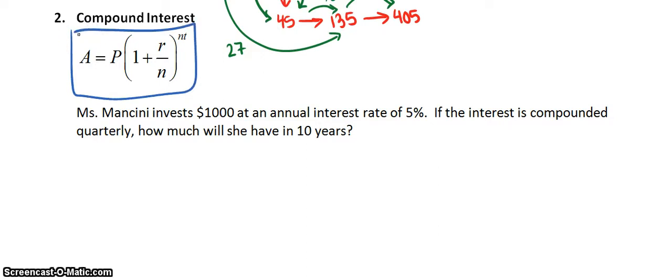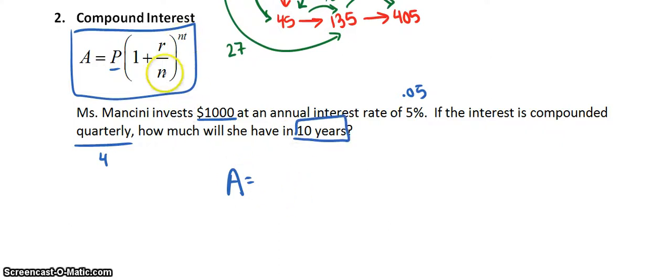So I'll come back to the general idea. Let's fill in the formula first. So I invest an initial amount of $1,000. P is your initial. Okay, and I have an interest rate of 5%, so that's 0.05. If interest is compounded quarterly, that means I'd compound or receive the interest 4 times a year. There are 4 quarters in a year. I want to know how much money I'll have in 10 years.